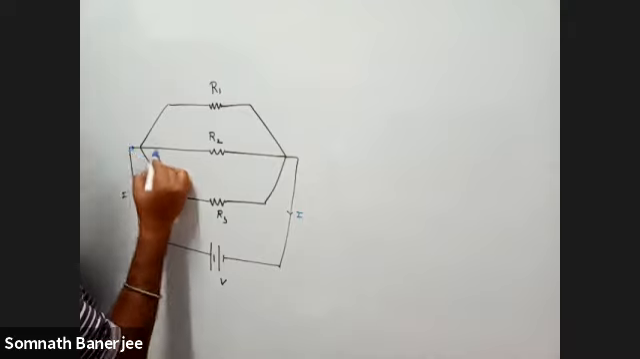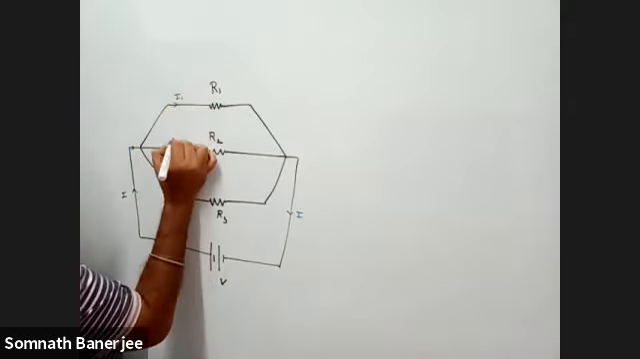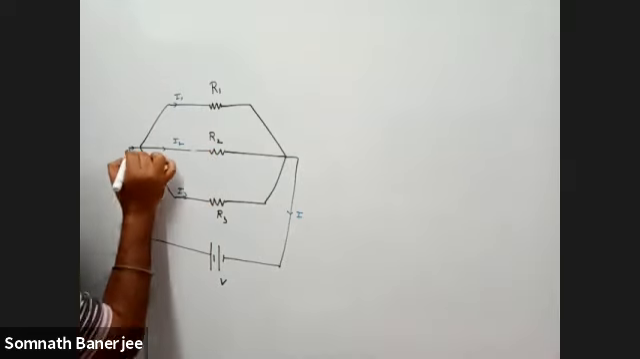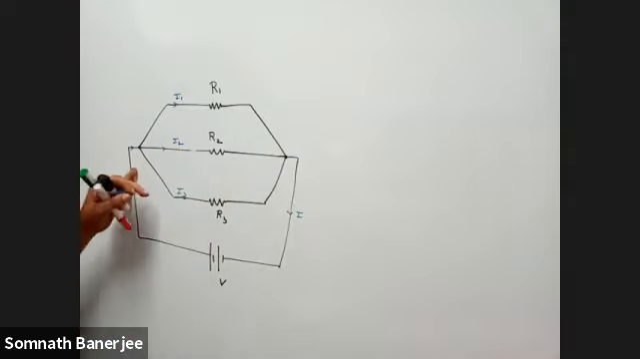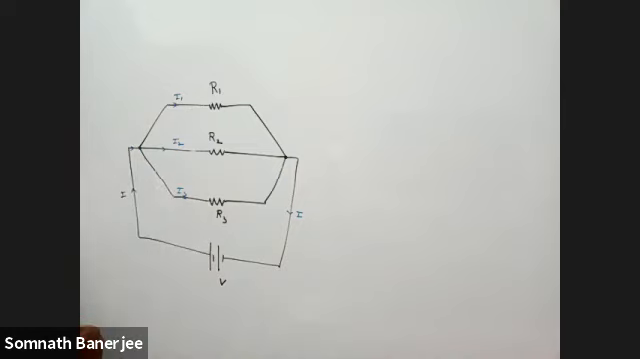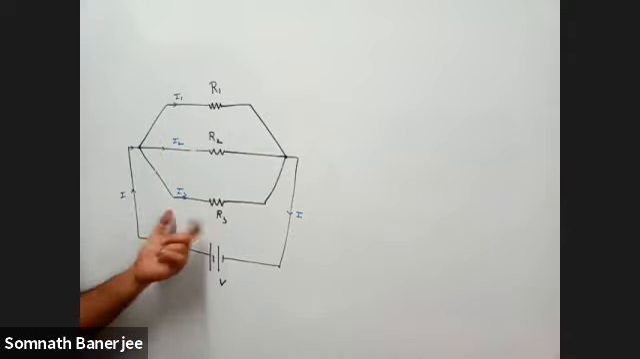Now this current is divided into 3 parts. Let them be I1, I2, I3, and these points are called nodes. That means the voltage remains the same for all of them. So what is the basic difference between series and parallel? In series, the same current flows, different voltage. And in parallel, current is distributed and the voltage is the same.